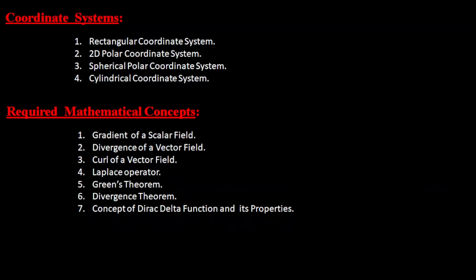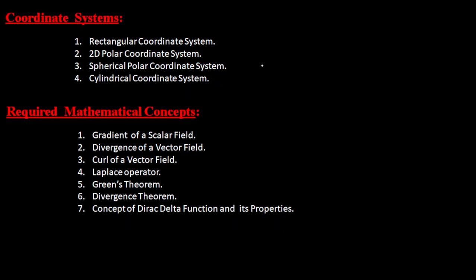So today we'll talk about the coordinate system. And when we say coordinate system, we will learn these four coordinate systems. First we'll learn the rectangular coordinate system, then the polar coordinate system, and after that we'll talk about the spherical polar coordinate system and the cylindrical coordinate system.